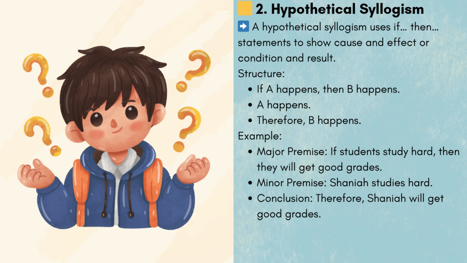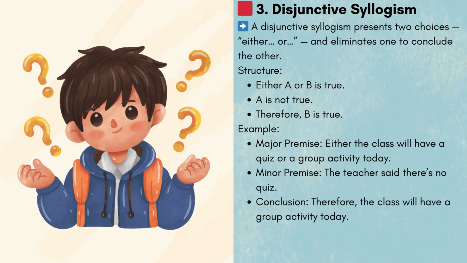So we have here an example. For the major premise: if students study hard, then they will get good grades. For the minor premise: Shania studies hard. So our conclusion here: therefore, Shania will get good grades. So this syllogism shows that the result of getting good grades depends on the condition, which is studying hard. So since Shania meets the condition, it is logical to conclude that she will get good grades.